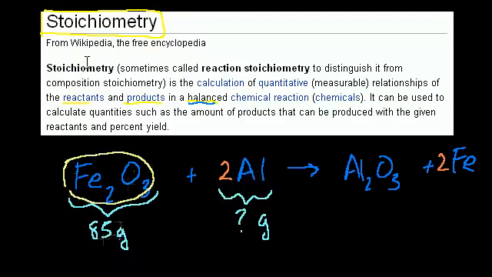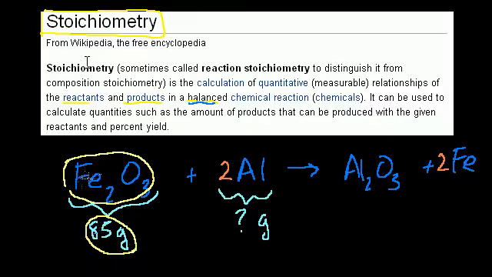So what we need to do is figure out how many moles of this molecule there are in 85 grams. And then we need to have twice as many moles of aluminum, because for every mole of the iron(III) oxide, we have 2 moles of aluminum. We're just looking at the coefficients, just looking at the numbers. 1 molecule of iron(III) oxide combines with 2 molecules of aluminum to make this reaction happen. So let's first figure out how many moles 85 grams are.